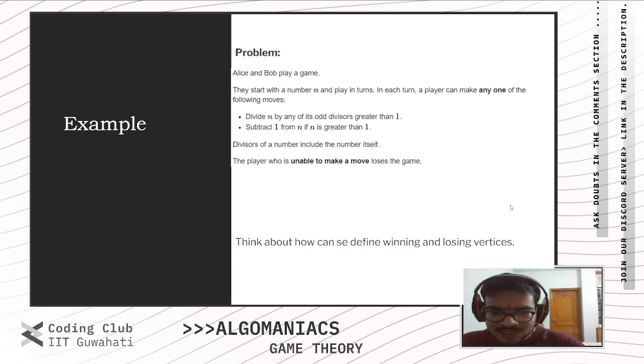Okay, so now let's consider all the numbers of the form 2 to the power n, like 2, 4, 8, 16. And I'm claiming that all these states are losing states because we can't do the first operation. Like divide n by any odd divisor, it doesn't have any odd divisor greater than 1. So we'll have to go with the second operation. For 16, we do the second operation and make it 15. Now 15 is a winning state, which we proved earlier, which means we are left with only one operation, and that leads to a winning state, which makes all 2 to the power n numbers a losing state.